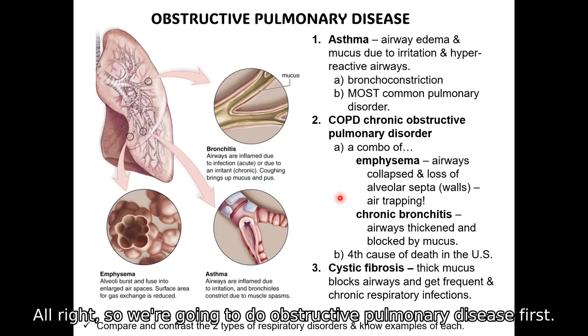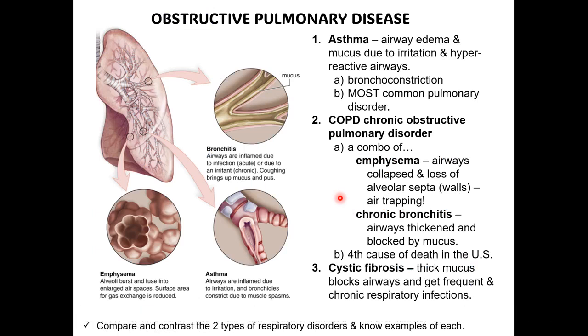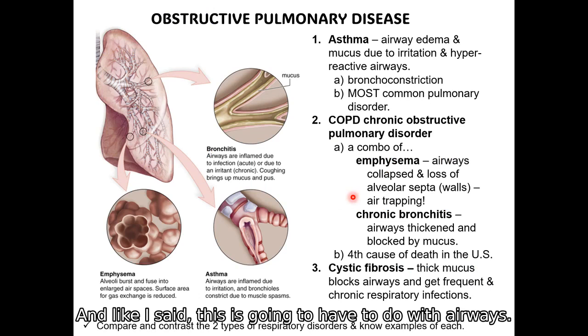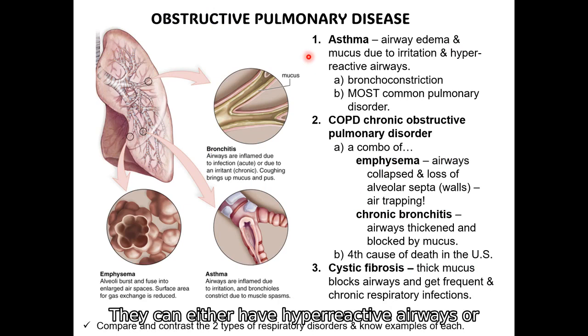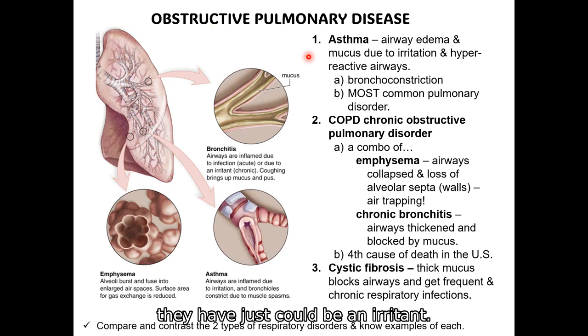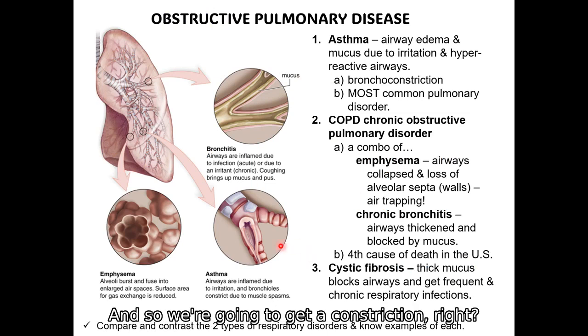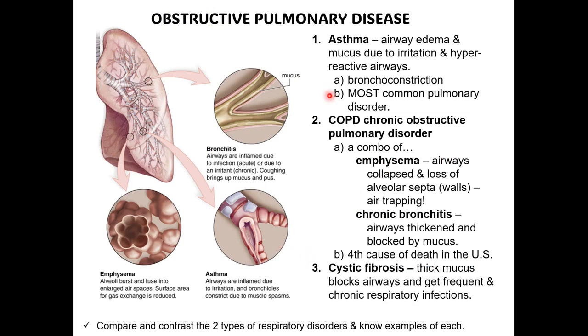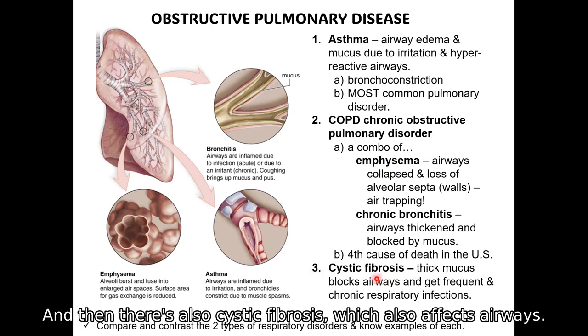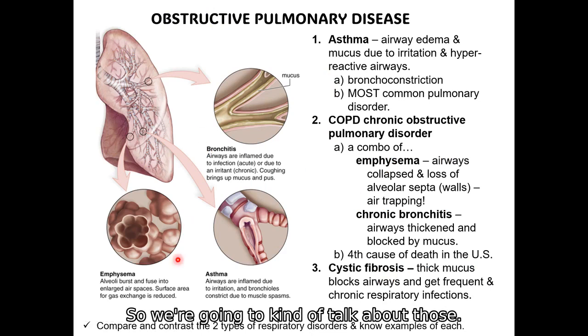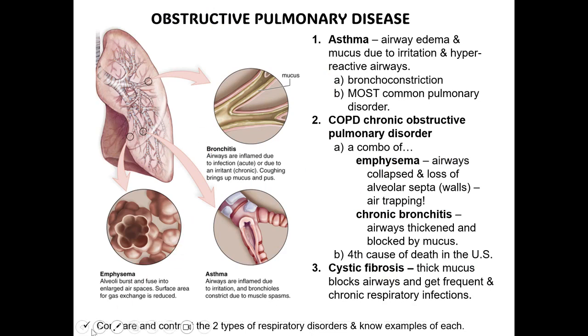Yep, all respiratory diseases. All right, so we're going to do obstructive pulmonary disease first. And like I said, this is going to have to do with the airways. So asthma is the most common, and we're going to look at it a little more closely. They can either have hyperreactive airways, or it could be an irritant. Some people are triggered by exercise, and so we're going to get a constriction. We're going to talk about COPD in detail, and then there's also cystic fibrosis, which also affects airways.